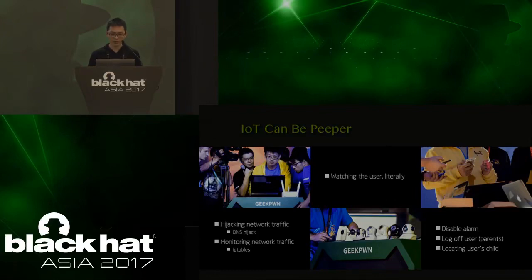The watch can also communicate through mobile network and tell the parents the GPS location of the child. By hijacking the network traffic, the attacker can also log off the parent's account and get the location of the child.